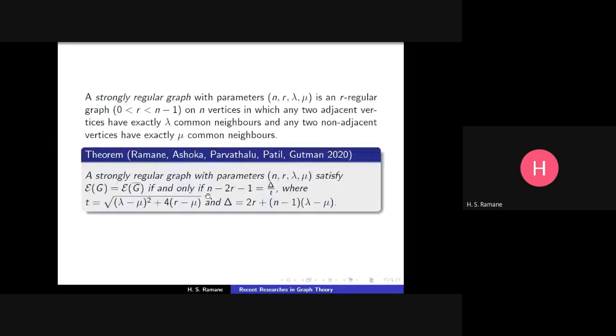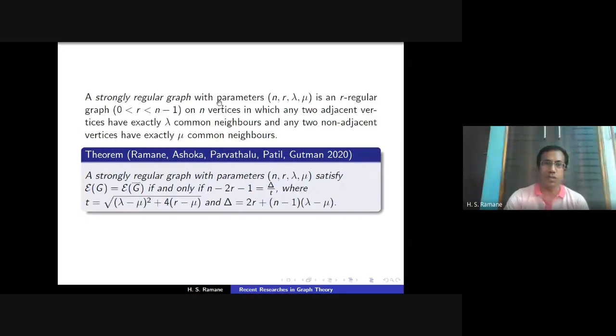And recently we have done the following. A strongly regular graph with parameters (n, r, lambda, mu) is an r-regular graph on n points in which any two adjacent vertices have exactly lambda common neighbors and two non-adjacent vertices have exactly mu common neighbors. Such graphs are called strongly regular graphs. For example, the Petersen graph or the cycle C5 are strongly regular graphs.